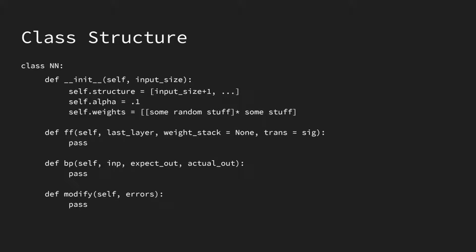Then we have def bp, which is back propagate, again self, imp, which is input, expected out, and actual out. So you're going to use that to calculate the negative gradient, and then modify self will let you actually change the neural network given the negative gradient.